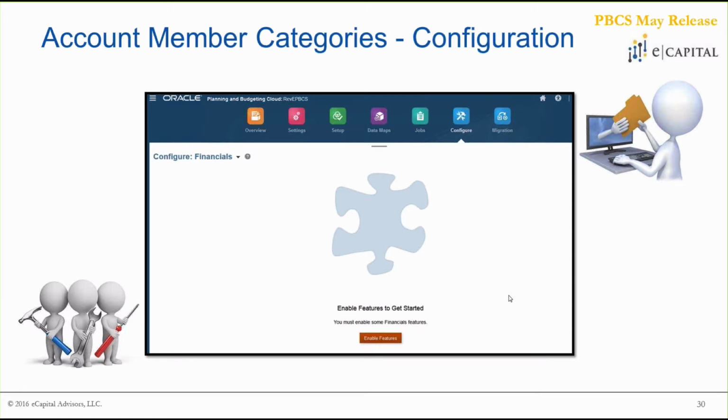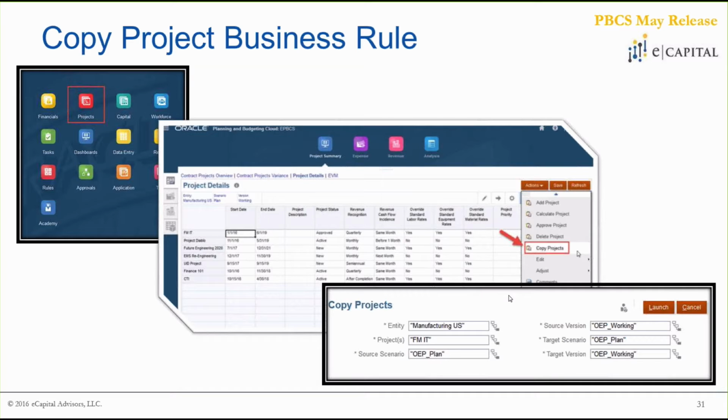Then the final enhancement is related to the project enterprise module. Within your project summary and project details, there's a new action button. Those action buttons are found in numerous screens throughout the planning, budget, and cloud service, but this one is specific to projects, where now if you go into the project details screen, you can go ahead and copy your project.